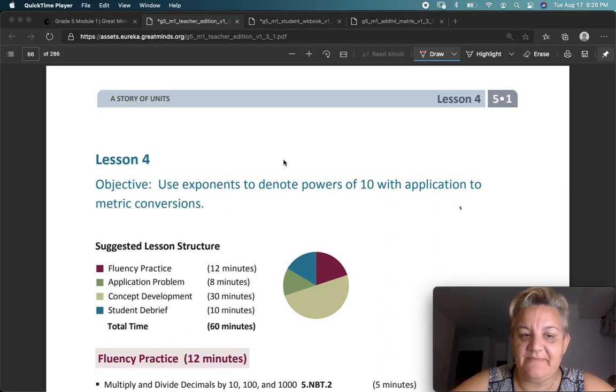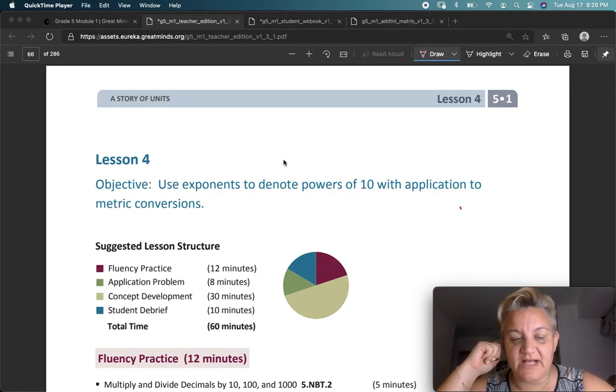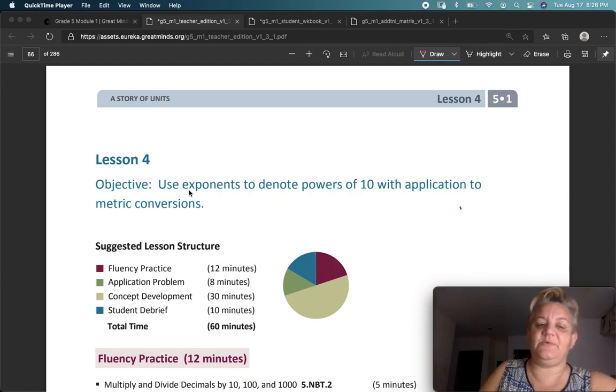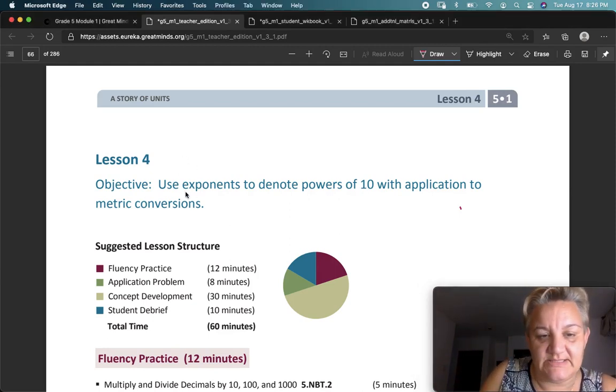Welcome to Eureka Math. This is Module 1, Lesson 4, and we are continuing our journey with exponents, right? We've been learning about exponents this week. Our objective is to use exponents to denote powers of 10 with application to metric conversions.